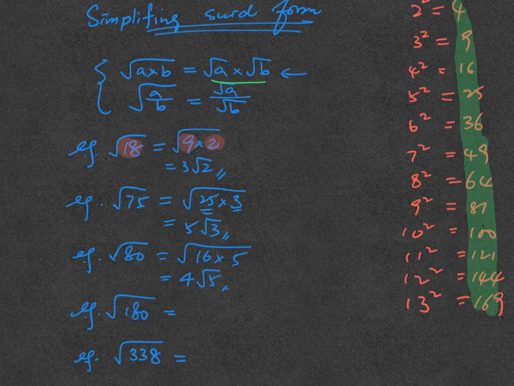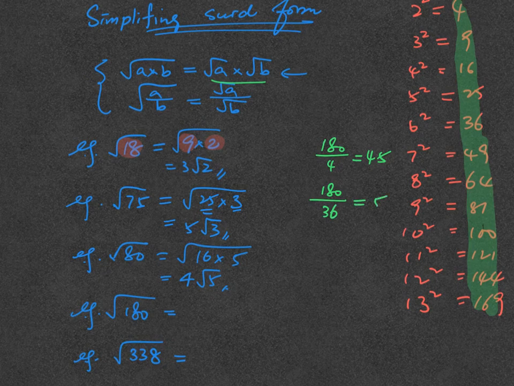Okay, now come to the answer. 180: 4 of course helps you, so it's 4 times 45, but 45 is too big, then I will continue to check. And finally, you find that 36 is a suitable number. So that's why it equals square root 36 times 5. Square root 36 is 6, square root 5 stays as root 5, and that's all.